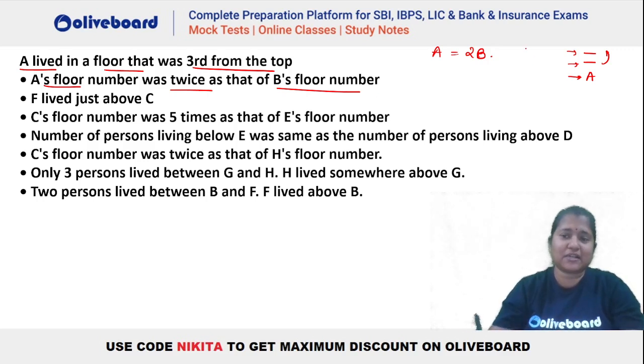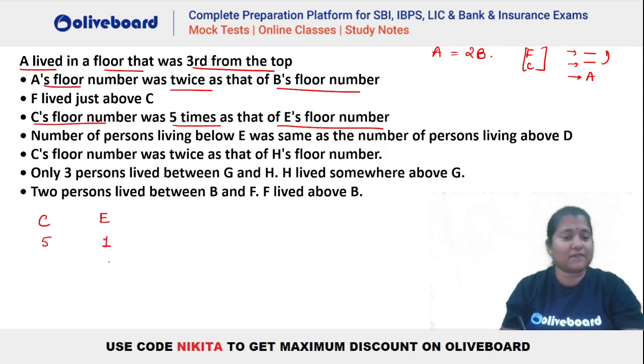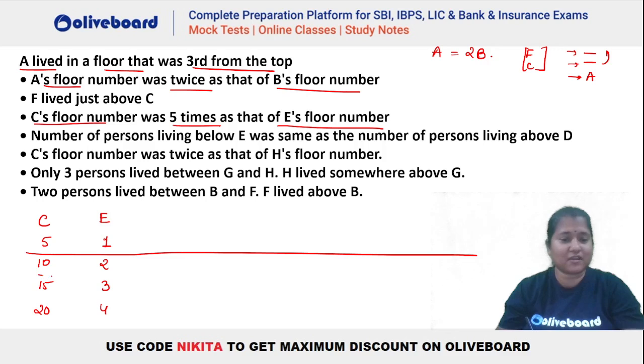F lived immediately above C. Okay, F has to be immediately above C. We will use this hint. C's floor number was 5 times that of E's floor number. So if we take E as 1, C will be 5. If E is 2, C will be 10. If E is 3, C will be 15. And if E is 4, C will be 20. Why? Because C is equal to 5 times E. That is given here.